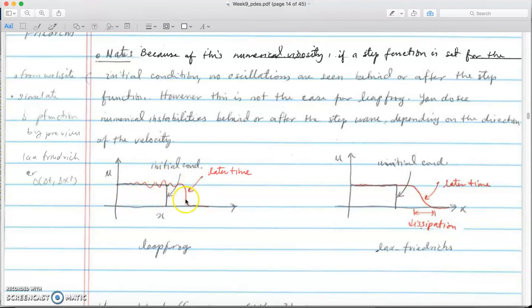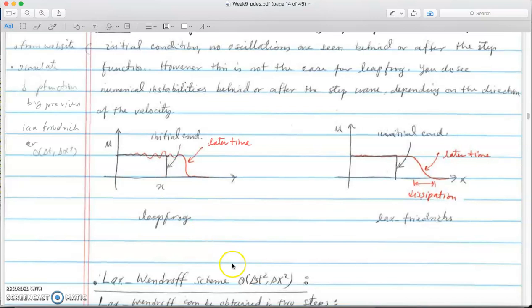All right, so in the next video, we're going to be talking about another method, which is Lax-Wendroff, and that's actually second order in time and second order in space. It's one order higher than Lax-Friedrichs, because Lax-Friedrichs was O(del t, del x squared). Now, Lax-Wendroff is O(del t squared, del x squared).